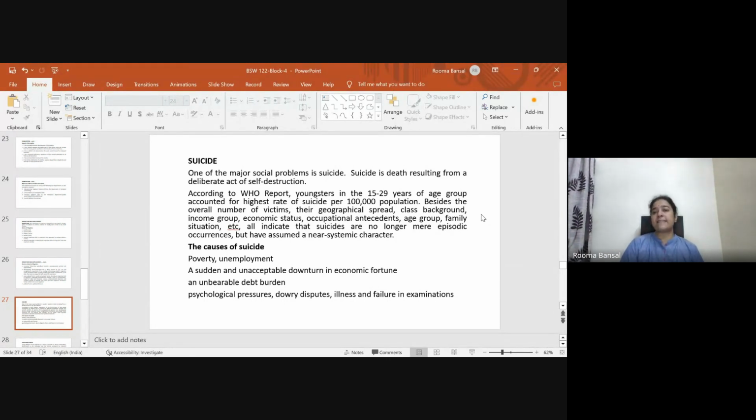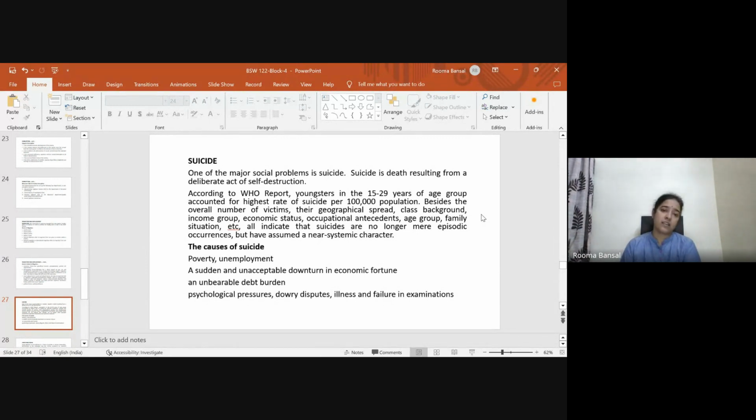According to a WHO report, youngsters in the 15 to 29 years age group accounted for the highest rate of suicide per 1 lakh population. Besides the overall number of victims, their geographical spread, class background, income group, economic status, occupation, age group and family situations all indicate that suicides are no longer mere episodic occurrences, but have assumed a near systematic character. Nowadays, if we hear that someone has committed suicide, it is not an episodic occurrence. Generally, we get the news of suicide of youngsters.